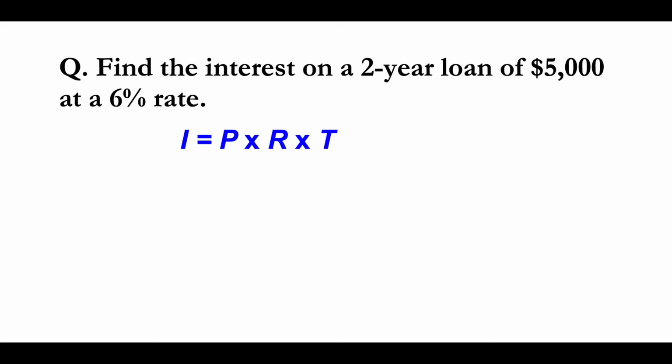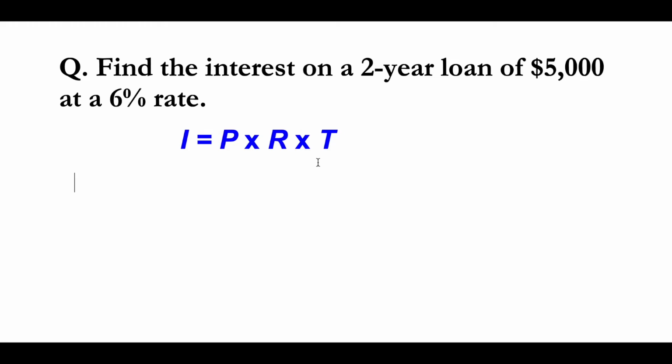The R stands for rate. This is the percent of the principal paid as interest per period. And T stands for time. Now the rate and the time should be expressed in the same unit. For instance, if interest is calculated yearly, then rate should also be expressed yearly.